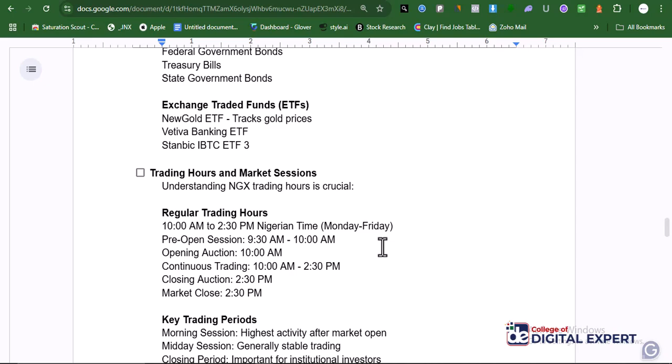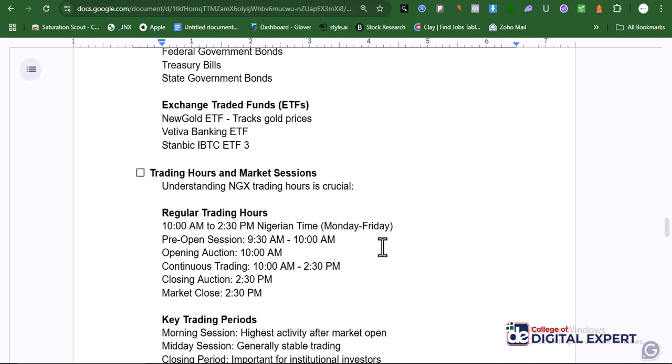Now in Nigeria, we have the regular trading hours. Our trading hours start from 10 a.m. to 2:30 p.m. every single day, from Monday to Friday. So by 2:31 p.m. you cannot buy or sell anything in the stock exchange market anymore. The market is closed.